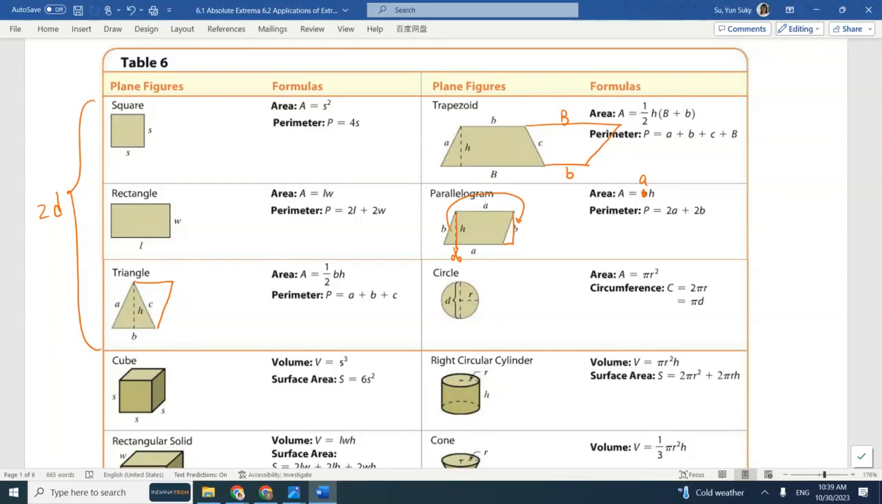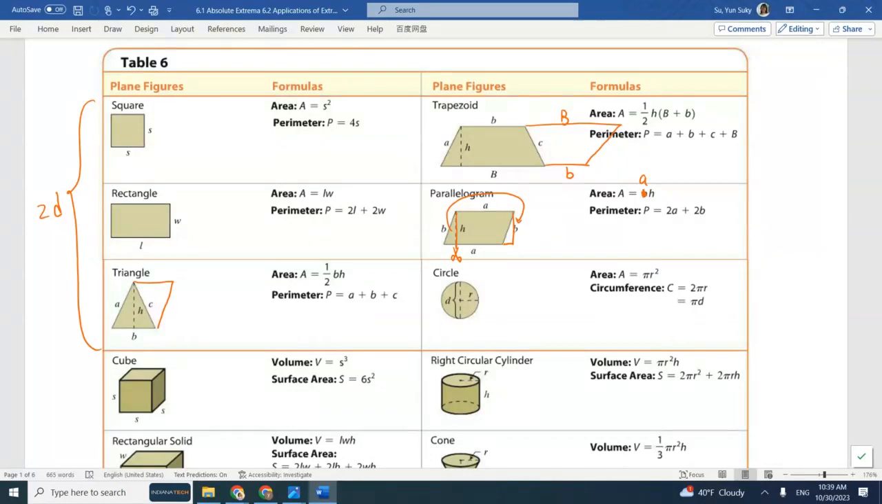Okay, so it looks like a lot of formulas, but if you understand it, it's not that bad, right? You start with the square and then rectangle, and then a parallelogram, and then triangle is half of the parallelogram. Trapezoid is also half of a parallelogram. So all of those things are connected. And the perimeter is just the sum of those 4 sides.